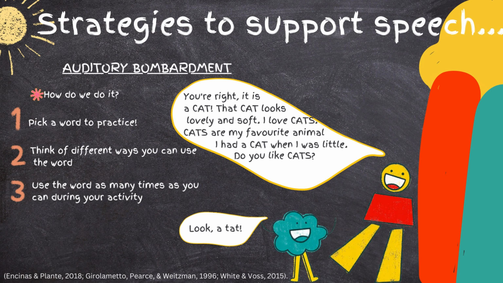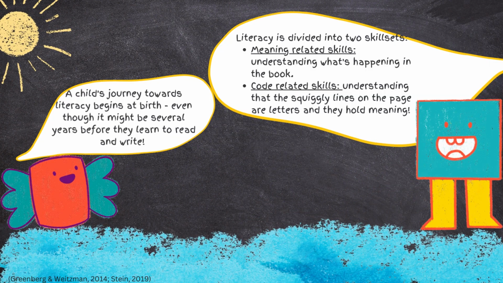So for example, a child says, "Look, a tat." You will pick the word cat as I've said this incorrectly. Then you can use the word as many times as you can. "You're right, that is a cat. That cat looks lovely and soft. I love cats. Cats are my favourite animal. I had a cat when I was little. Do you like cats?"